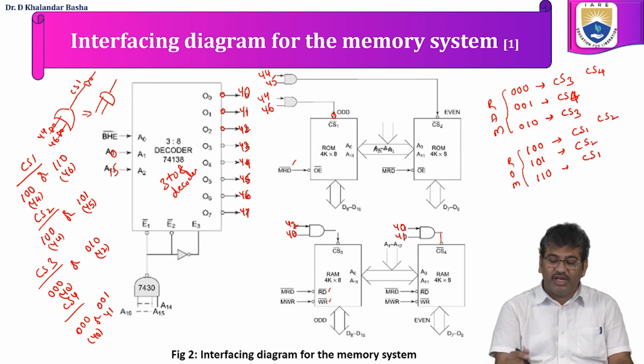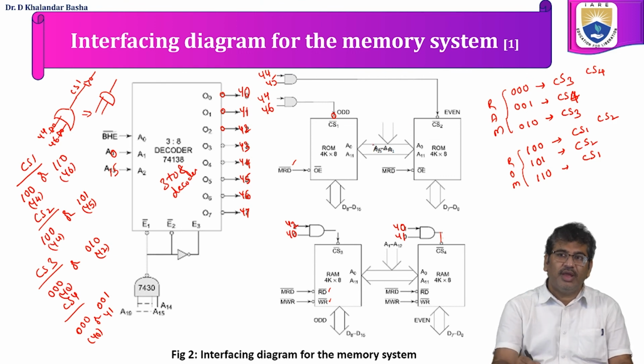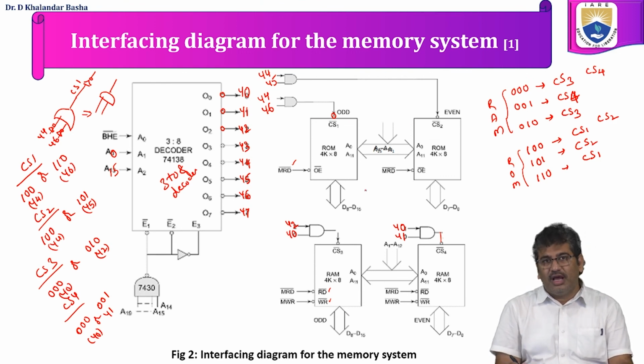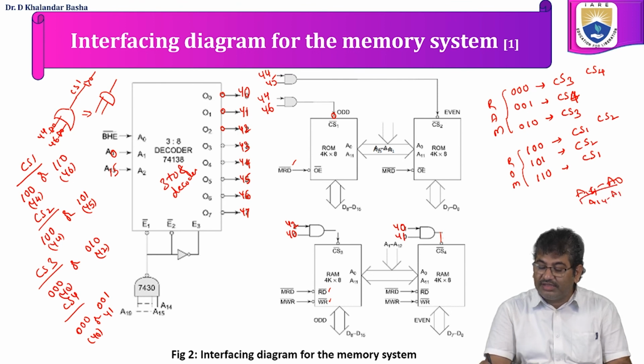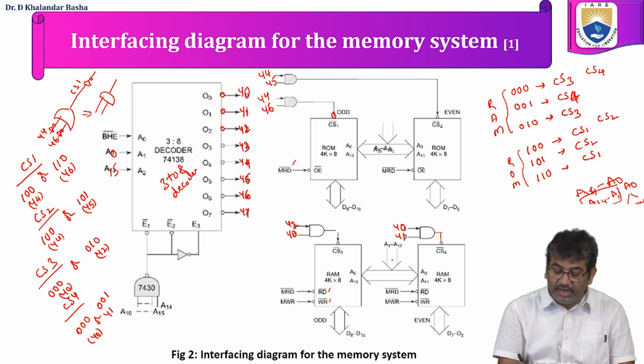A0 is for differentiating whether it is the even address bank or the odd address bank. Out of 15 address lines, that is A0 to A14, for selecting any one memory location we require only 13 address lines. So out of these 14, what we are going to take is A14 to A1 for accessing any one memory location. A0 is used for differentiating whether it is the odd address bank or the even address bank. So the address space which we are going to connect here is A14 to A1.